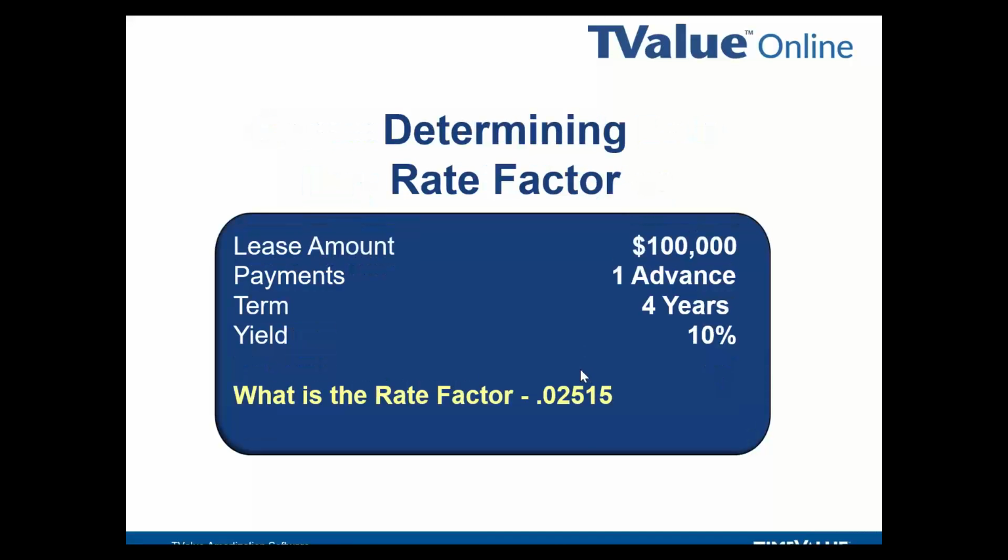So let's determine a rate factor. Rate factor is basically a multiplier based upon the yield on the deal and the deal structure. So if we have a deal here, we'll do $100,000, one payment in advance, 4 years deal. We'll have no residual, and we're going to have a 10% yield. And we should get a rate factor of 0.02515. See how we can do that.